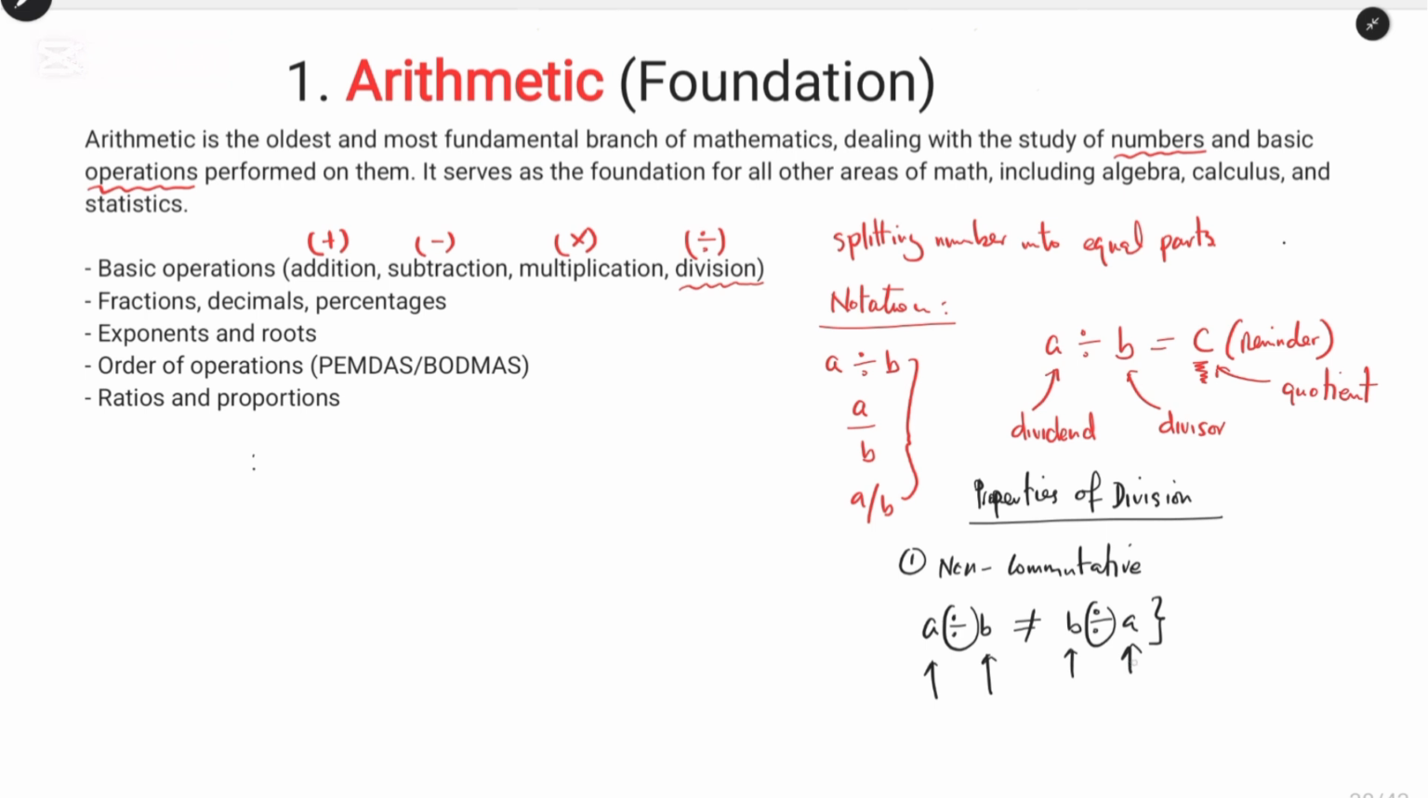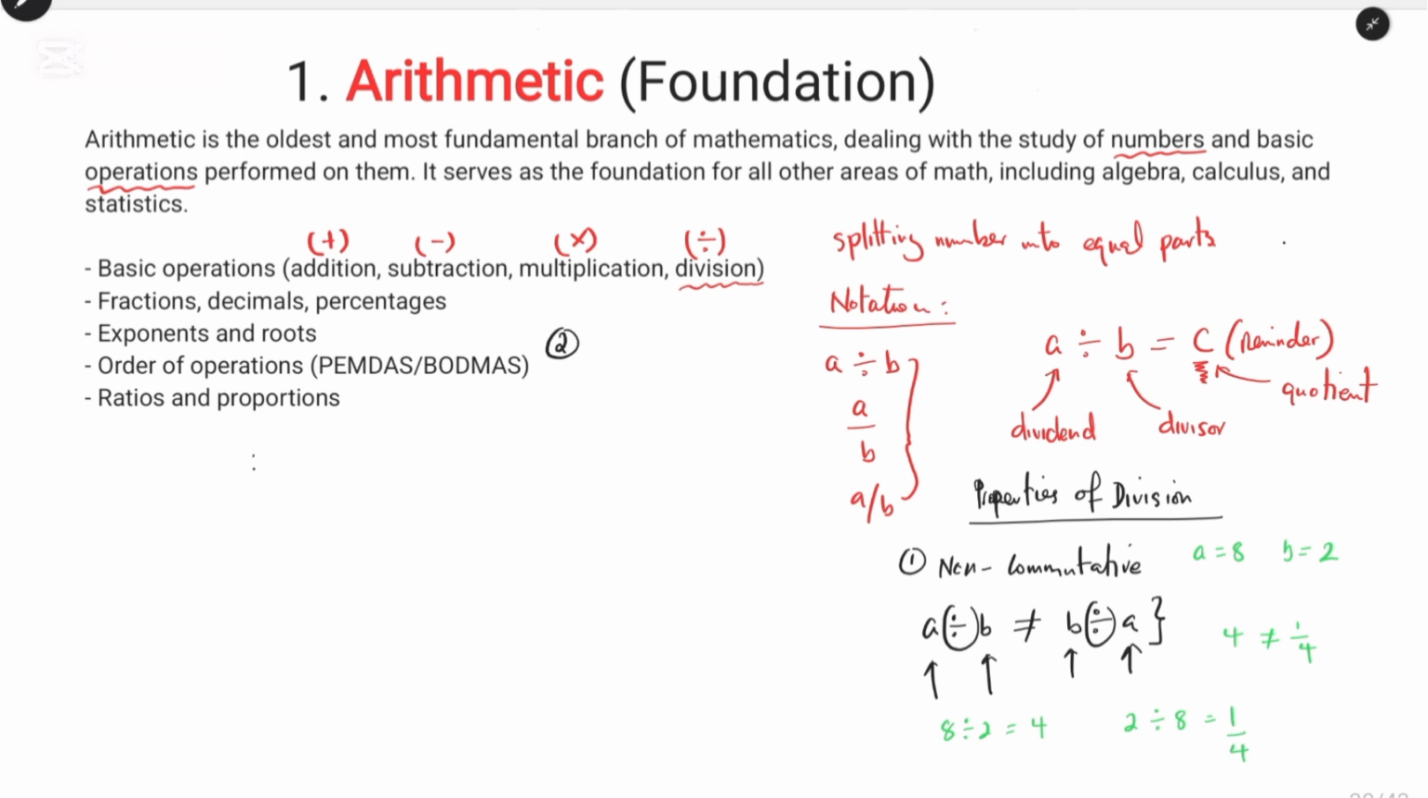Therefore, it is non-commutative, meaning the arrangement in which they appear before or after the operator sign is important. Example, if a is equal to 8 and b is equal to 2, then we have 8 divided by 2 is equal to 4, and 2 divided by 8 is equal to 1 on 4. Therefore, we can say 4 is not equal to 1 on 4.